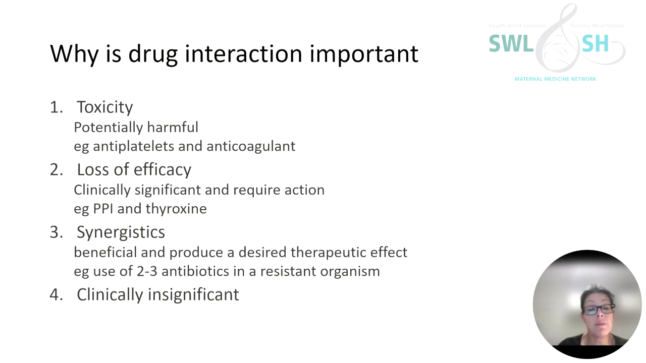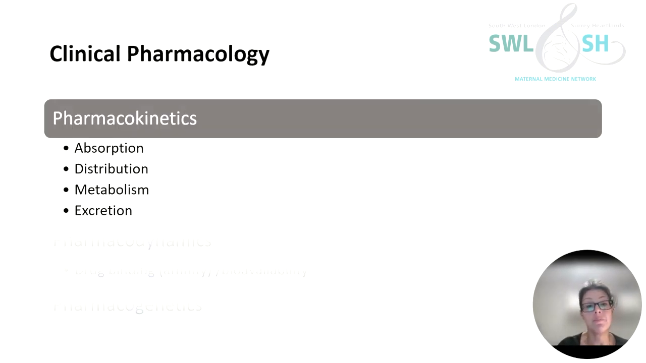It may be a desirable therapeutic effect that we get from drug interaction. We can see this when we employ 2 or 3 antibiotics in the presence of resistant organisms. As an example, this could be when you have a patient with osteomyelitis or infective endocarditis, when the organisms are a bit more difficult to treat. Or it may result in something that clinically is not significant.